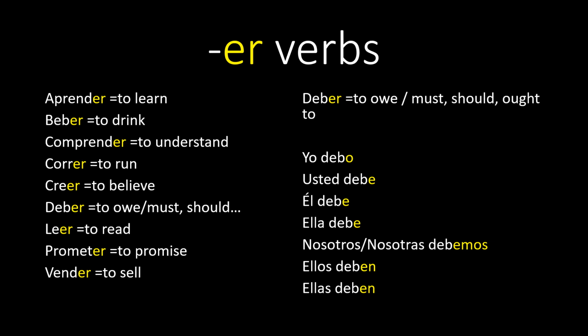Let's try one like correr. So if you were to say, I run, how would you do it? You'd take off the ER and you'd add an O, and it would be yo corro. If you wanted to conjugate a verb like leer, which means to read, and you wanted to say I read, you take off the ER and you add an O and you get leo.